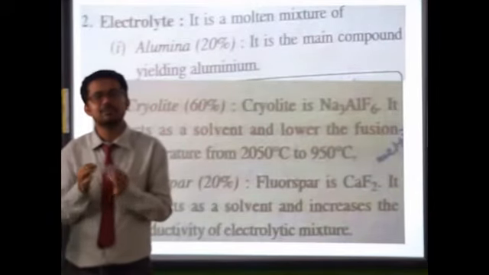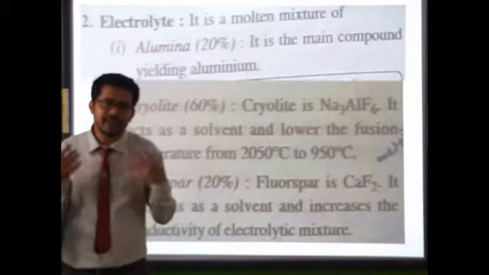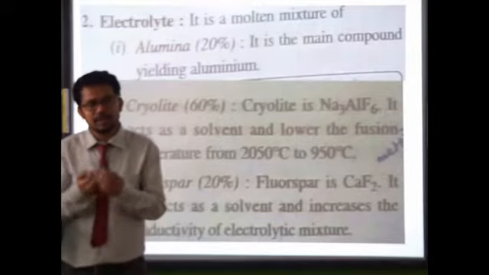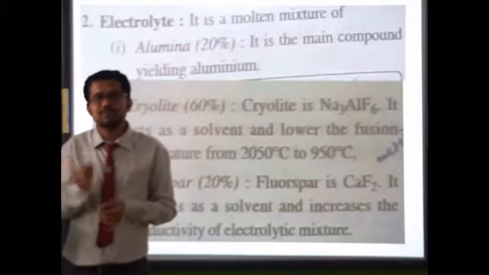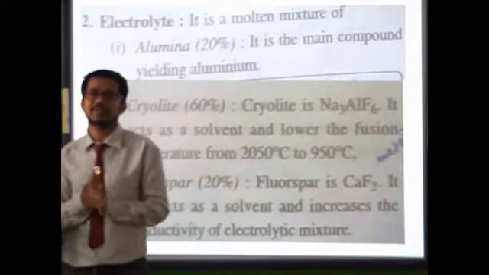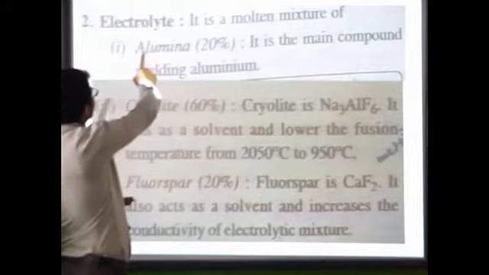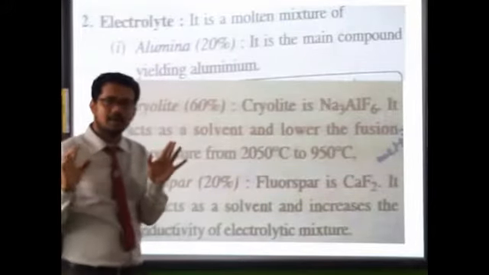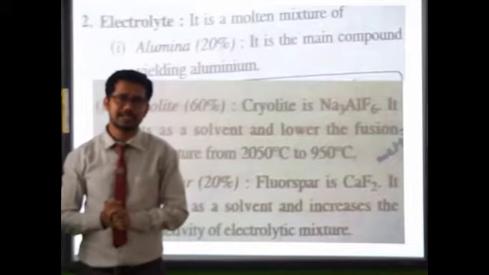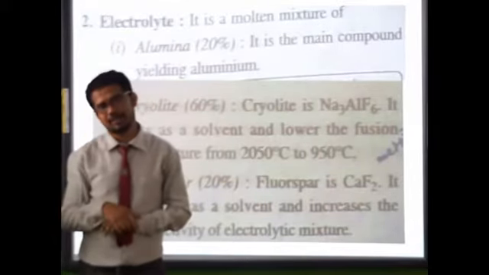And the fusion temperature of alumina is 2050 degrees Celsius, which is very high, which cannot be given. So we need to reduce this fusion temperature. So how can this fusion temperature be reduced? By adding cryolite. So the electrolyte for reduction of aluminium oxide contains three components.